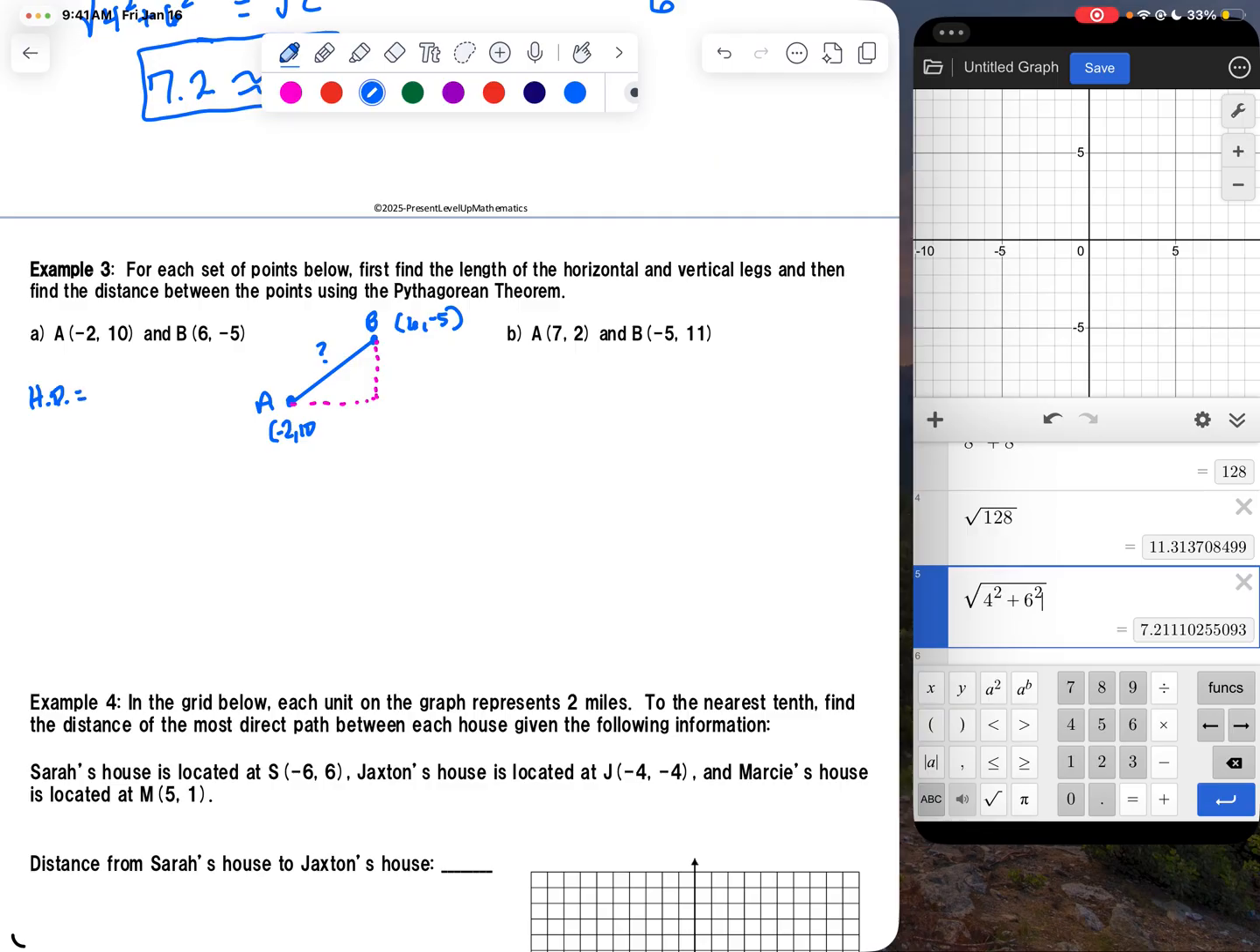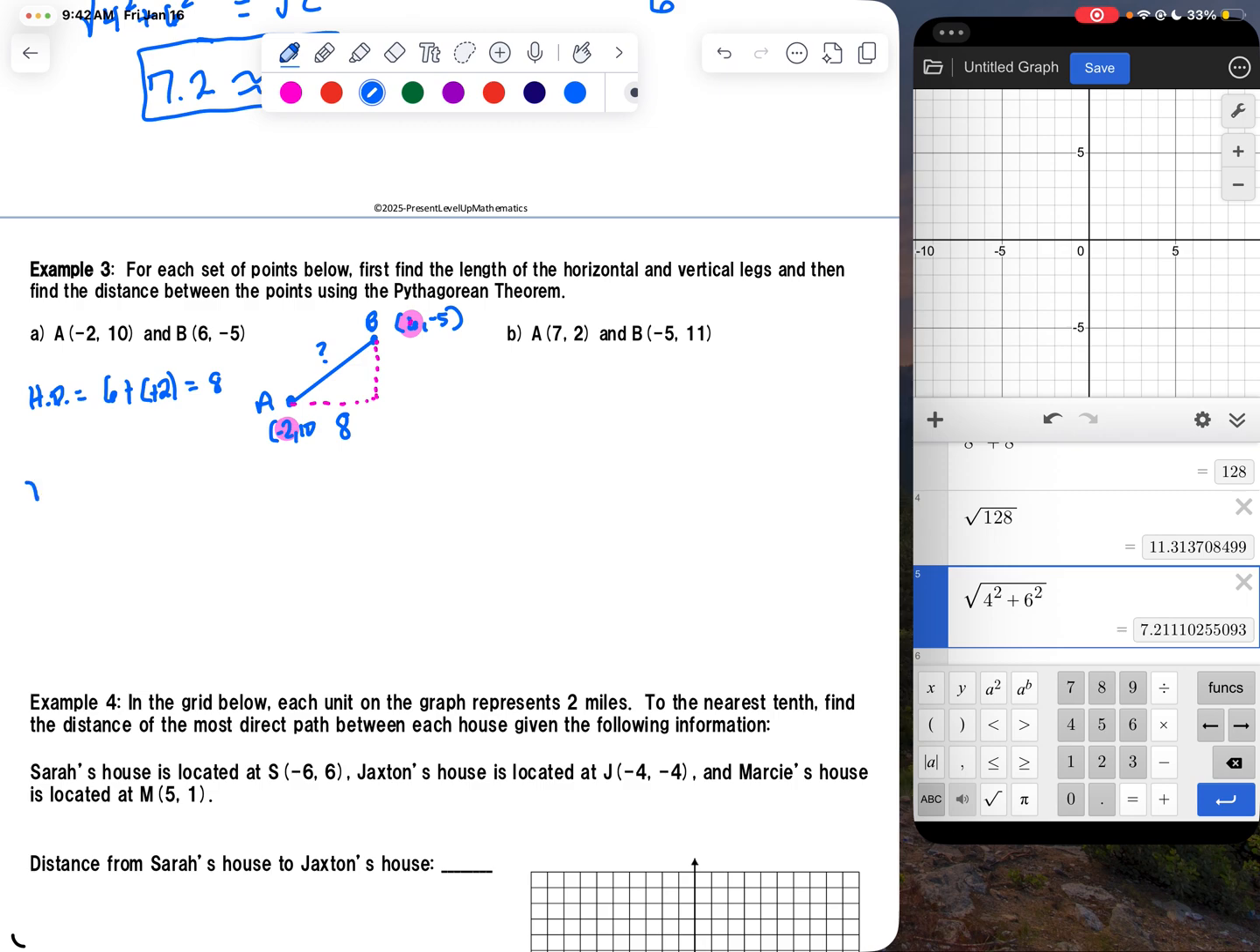Now let me just review how to find horizontal distance. Horizontal distance, you want to take your x values and subtract them. So I'm going to start with B. I'll take 6 and subtract negative 2. So that would be plus, that would be 8 units. So our horizontal distance is 8 units. So label your horizontal distance there, okay?